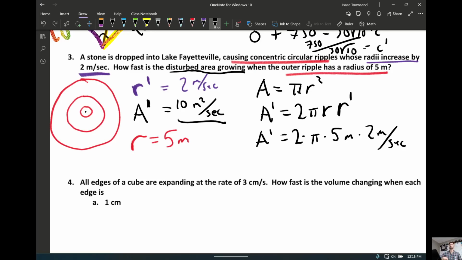So where do you get 10 from? 2 times 5. Oh, it'd be 20. Oh, times another 2 would be 20. And a pi, so 20 pi meters per second. Meters squared per second.